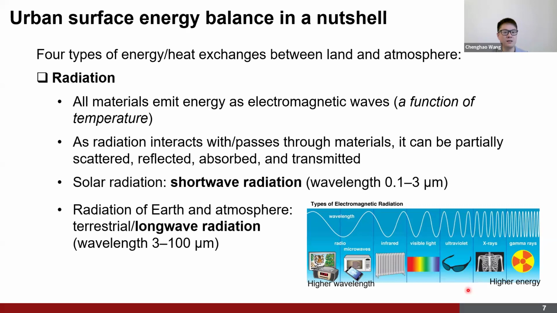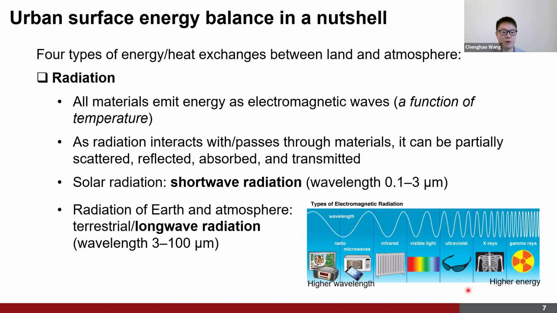In surface energy balance measurements, we commonly call solar radiation shortwave radiation. This is mainly because the peak radiation from the sun is distributed within a band of wavelengths from 0.1 micrometer to 3 micrometer. The peak is around 0.5 micrometer, and this is the essential driver of the Earth's climate system.